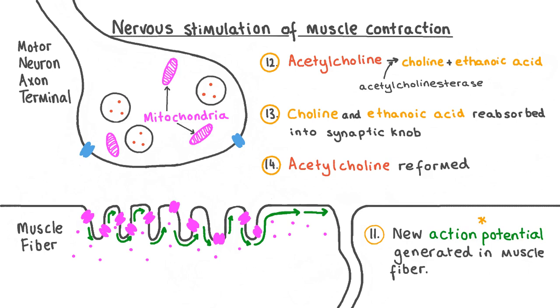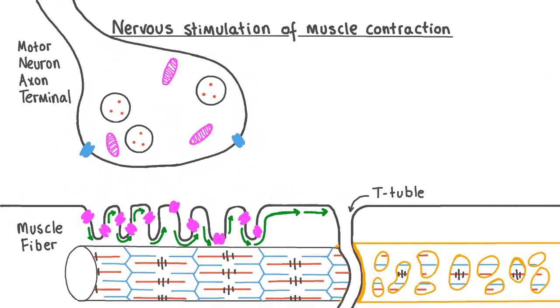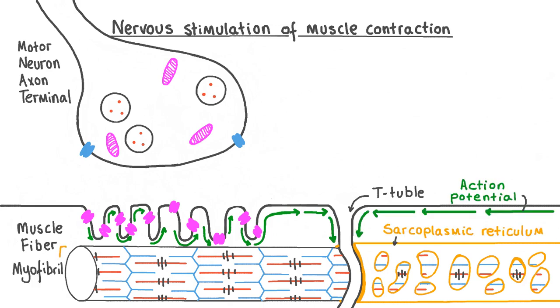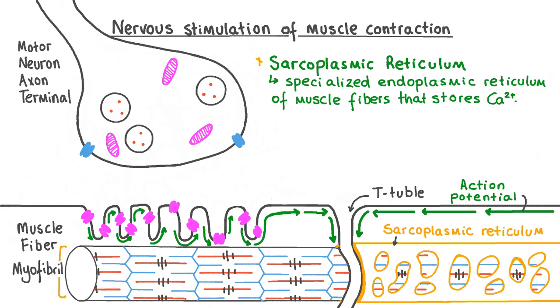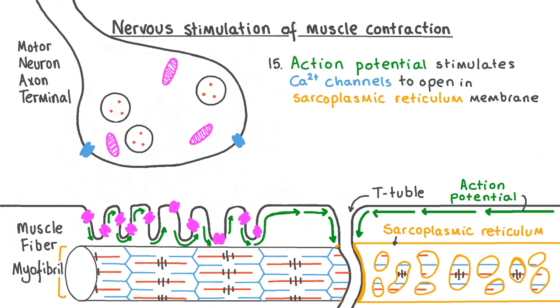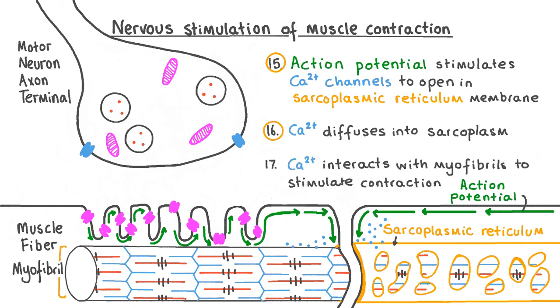T-tubules are indentations of the sarcolemma that allow action potentials to be transported to the sarcoplasmic reticulum, which surrounds organelles called myofibrils, and contains stored calcium ions. When it's stimulated by an action potential, calcium ion channels open in the sarcoplasmic reticulum's membrane, and calcium ions diffuse into the sarcoplasm. The calcium ions can then interact with protein filaments within the myofibrils to stimulate muscle contraction. But how exactly does this happen?